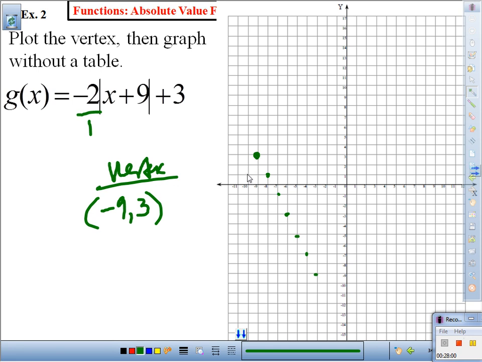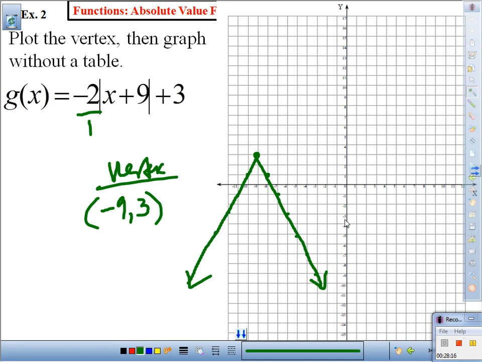Go back to the vertex. 2 steps down, 1 to the left. Did I skip a step? Yeah, I skipped a step. There it is. There and there. All right. Hands up if you got that. Okay, we got this, yes?